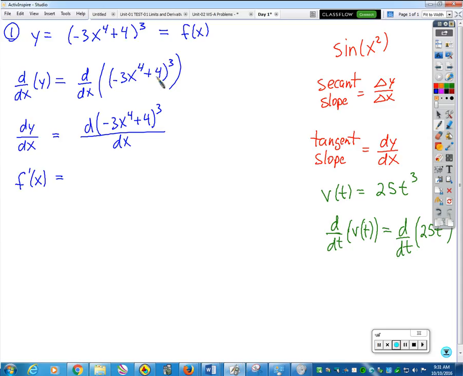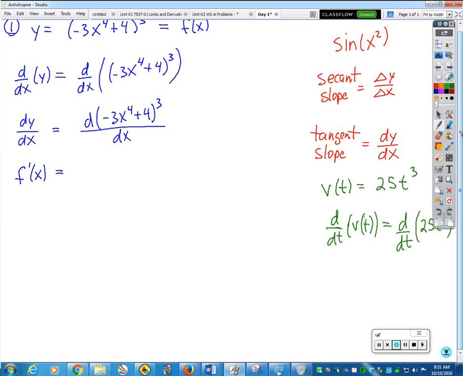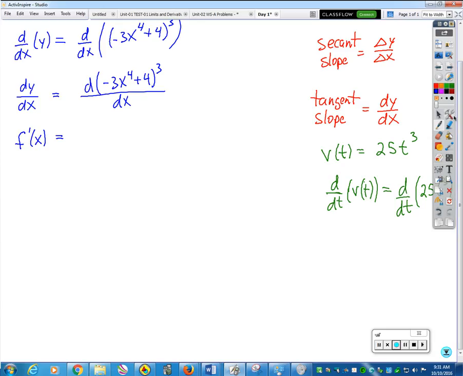These are all worth 2 points. Let's go, Sarah. The power rule is the one we need to use. So I'm going to write that down here so we don't have to keep writing it on both sides.